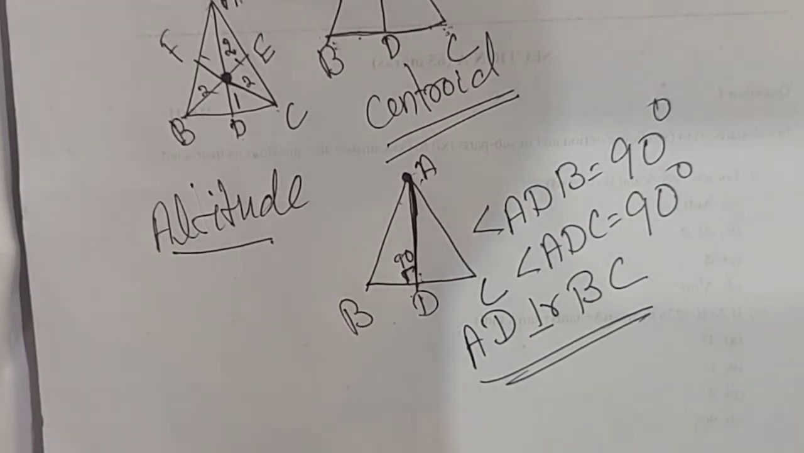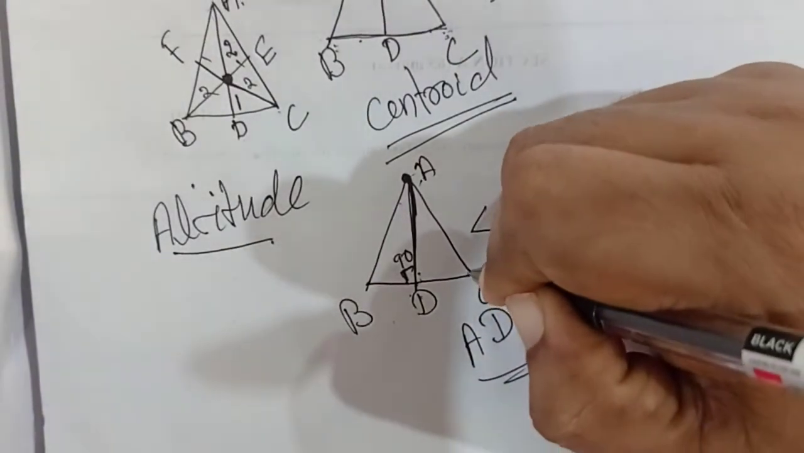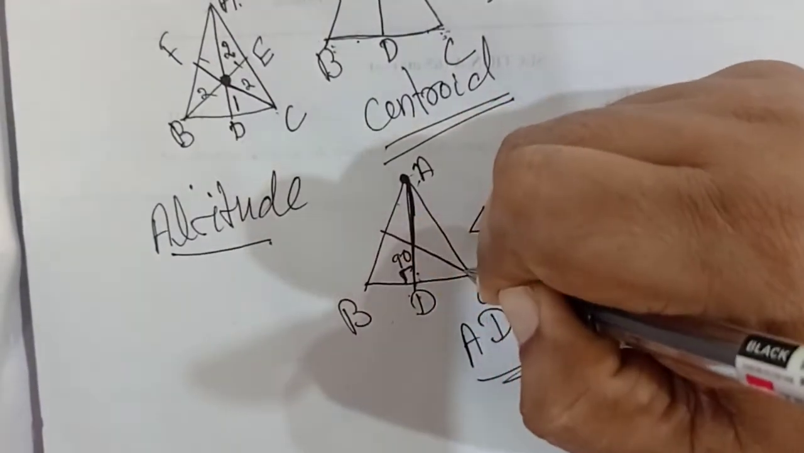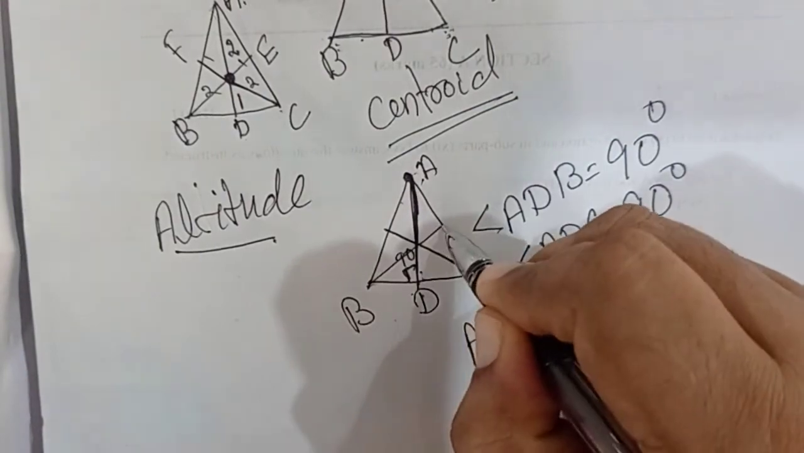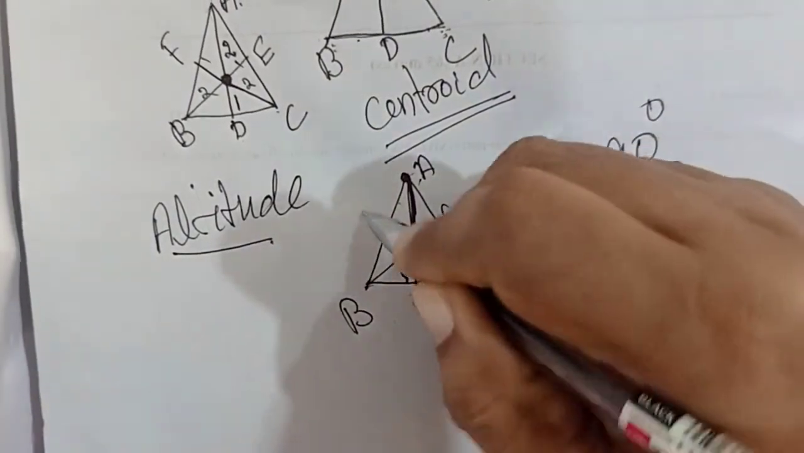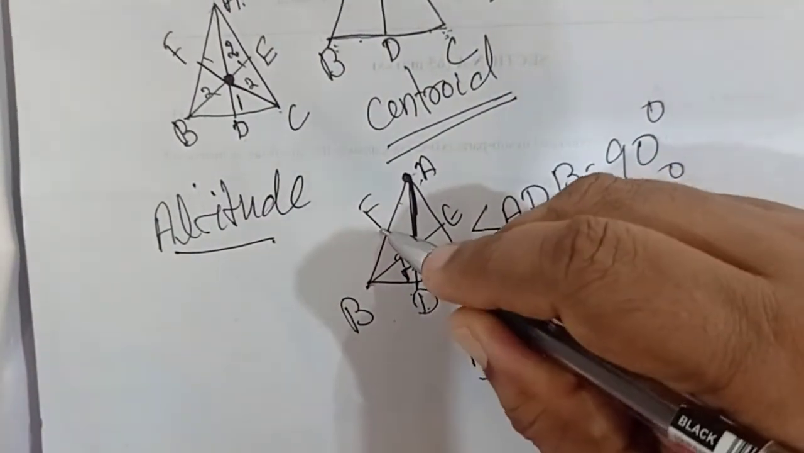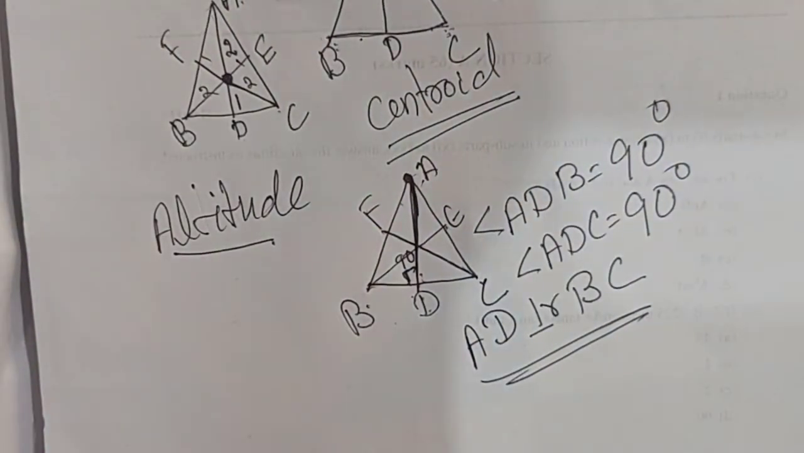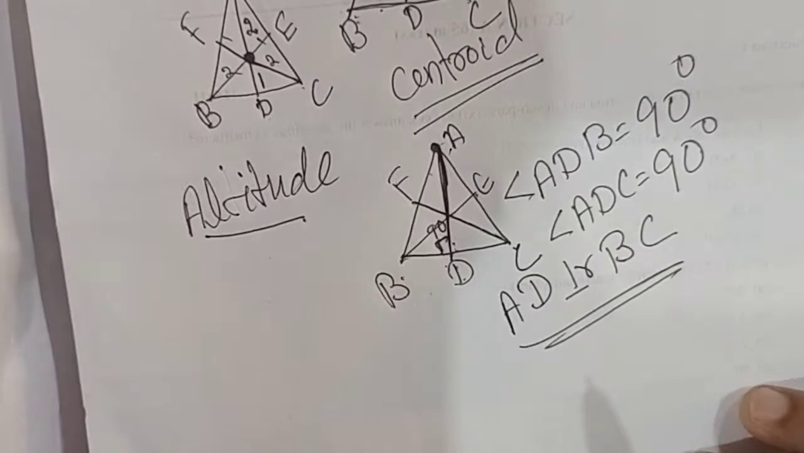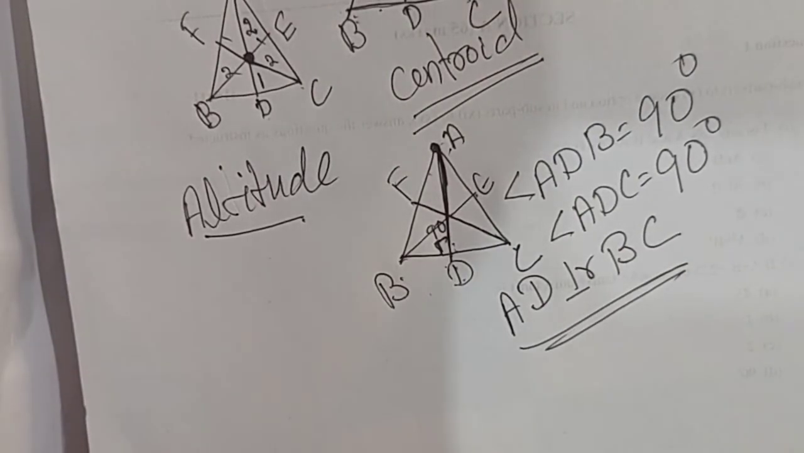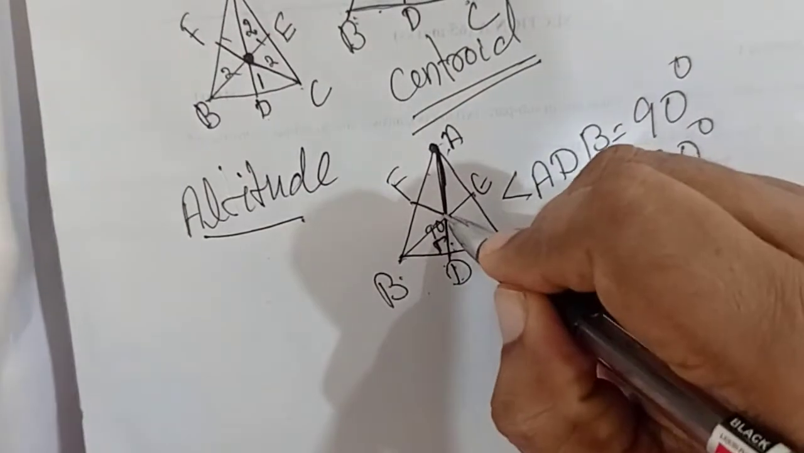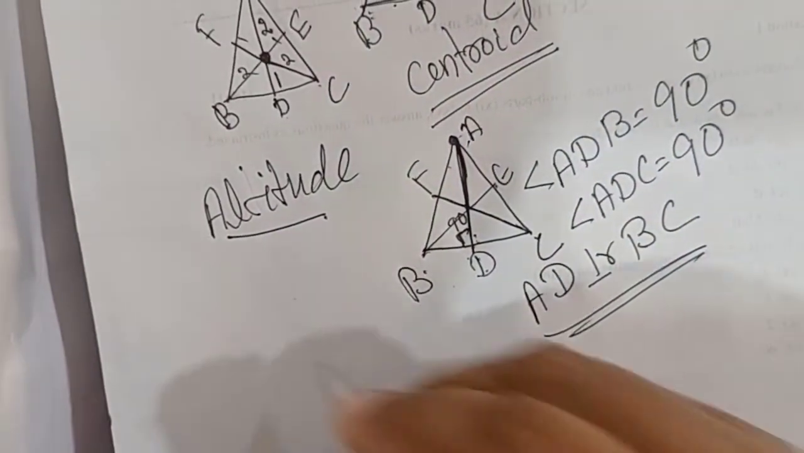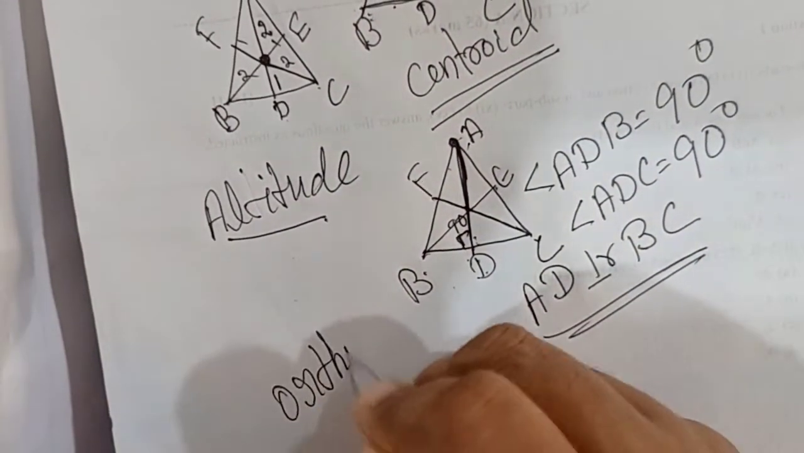And here also we know that how many altitudes are there? You can draw 3 altitudes, isn't it? AD, BE, CF. CF is an altitude, BE is an altitude. Understand? Next important point, write down. The point of intersection of the altitudes is known as orthocenter.